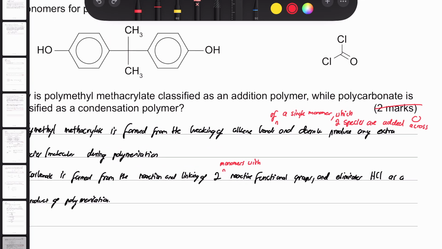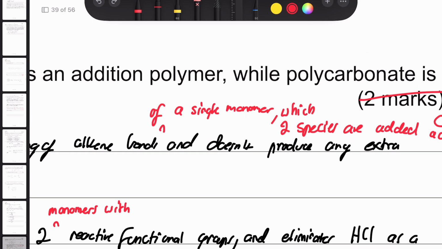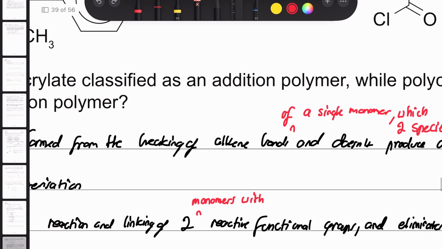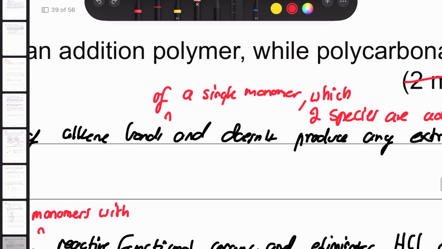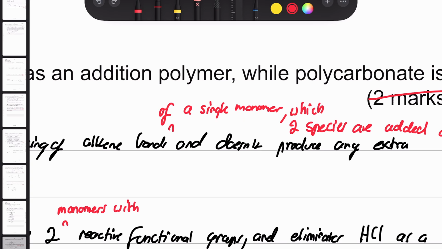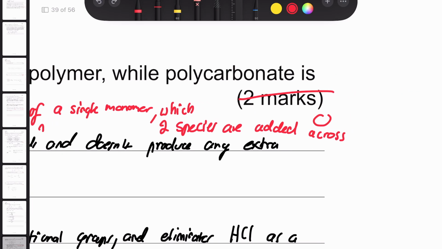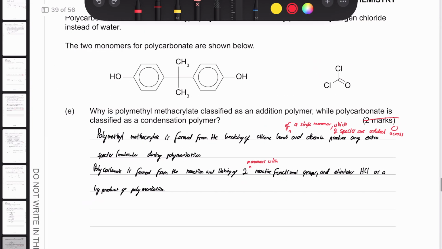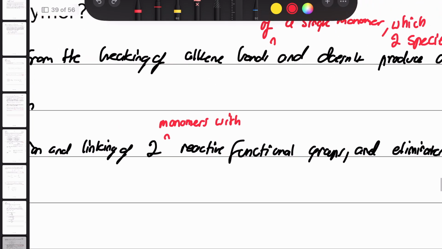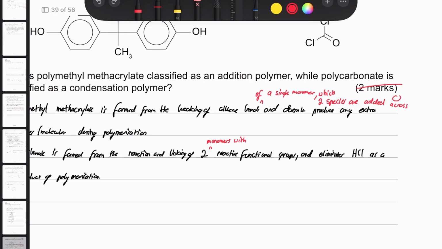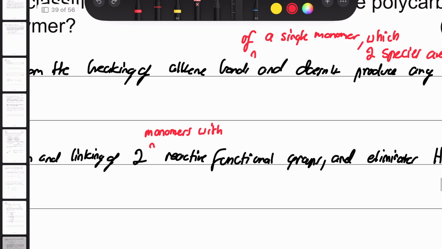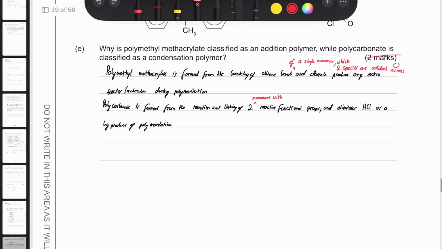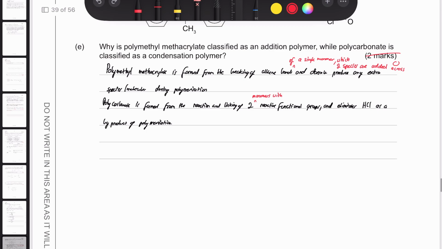Because even though I was very close, I probably could have... I didn't talk about the monomers at all. I just said the breaking of alkene bonds. Like, okay, alkene bonds of what? So I should have said of a single monomer. And then the mark key goes a bit step further and says across which 2 species are added. And then for the condensation, again, I could have said 2 monomers because 2 reactive functional groups reacting is like, oh, okay. So definitely talk about monomers. And then hydrogen chloride is a byproduct, so it's classified as a condensation.